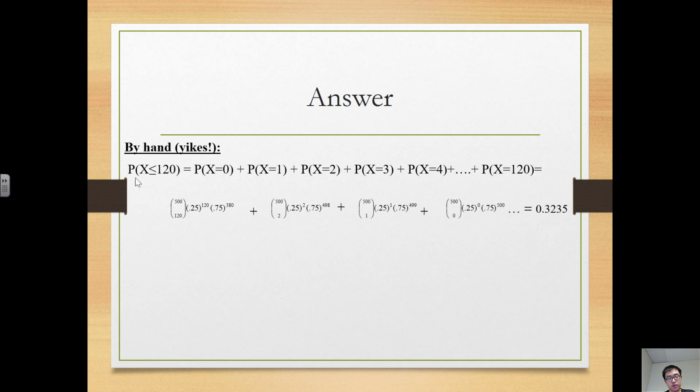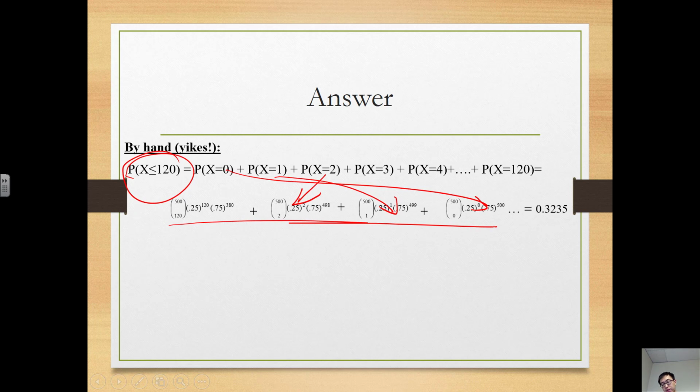So as I said before, this is how we calculate the probability of this one, if you remember the formula of binomial distribution. So we have like 121 terms here. We need to add them up, and you can use some software to do it. The final answer is 0.32. But if you use normal distribution, this is easier to calculate.